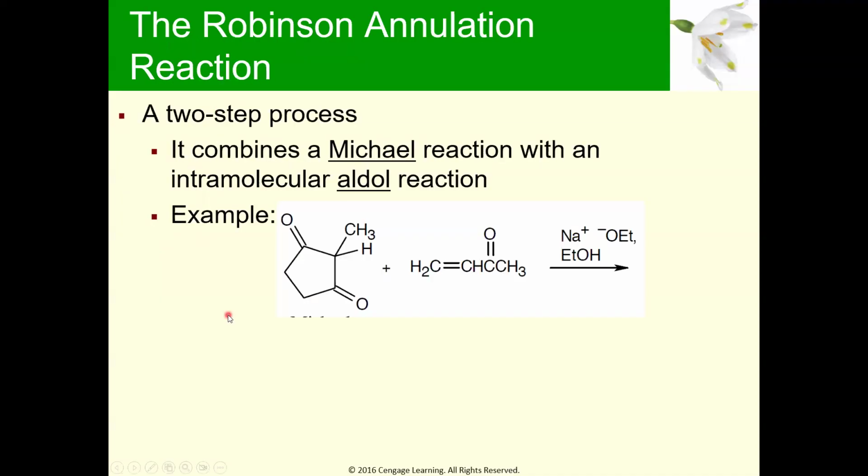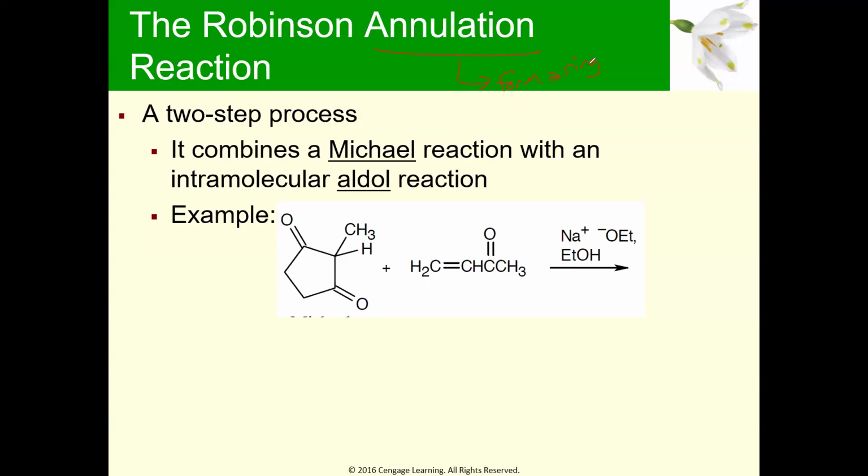As I said, last one to go over. It's called a Robinson annulation reaction. Now if you wonder what an annulation reaction is, I had to look this word up, so don't feel bad if you had to, but it means to form a ring. The big fancy word for forming a ring. So that's what we're going to do.